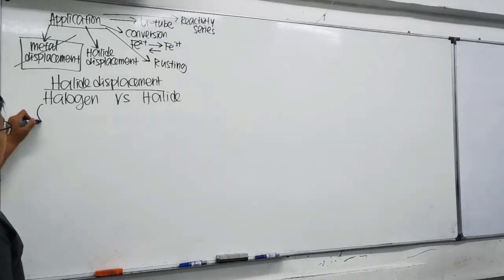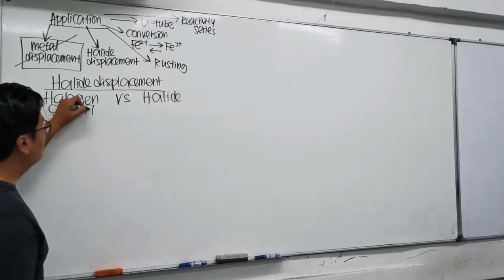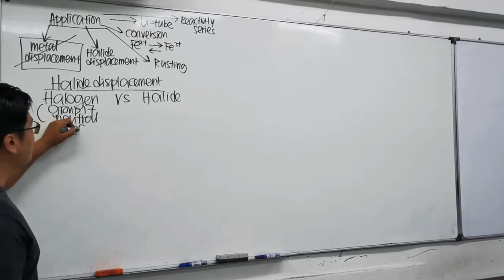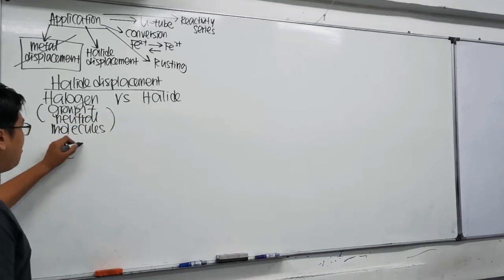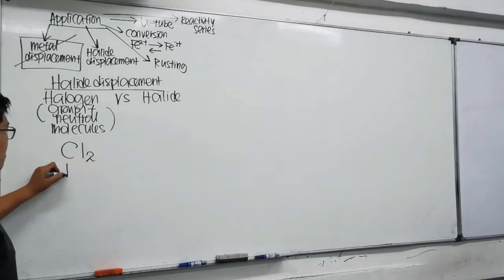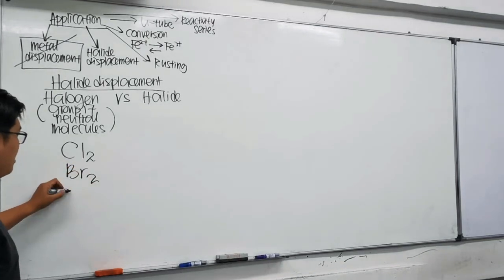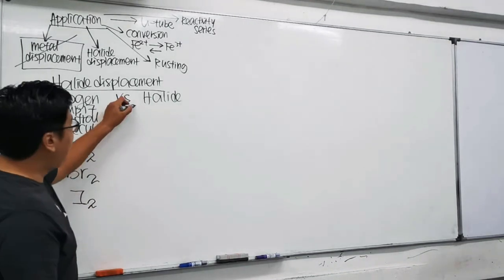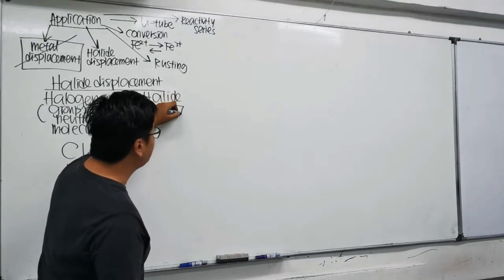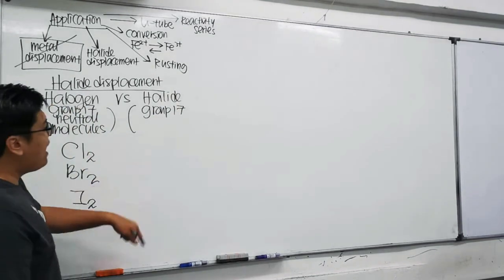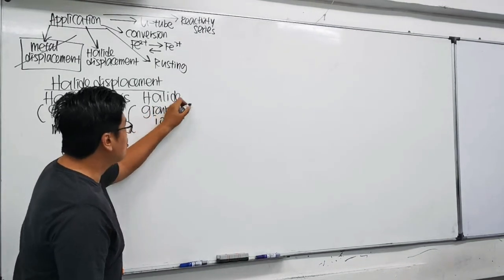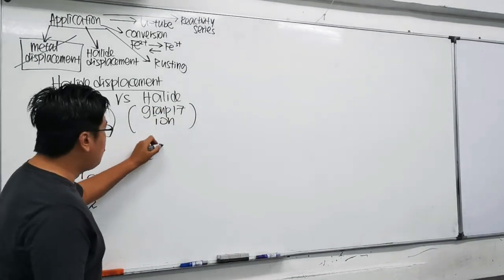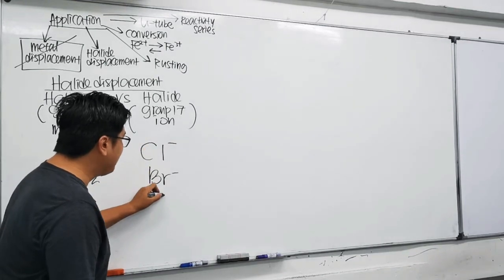Halogen refers to group 17 neutral molecules. So halogens are neutral and they always come as molecules. For example, Cl2, no charge, is halogen. Br2, no charge, is halogen. I2, no charge, is halogen. Halide, on the other hand, also comes from group 17. But the only difference is what? Halide is a group 17 ion. When I say ion, it means it has a charge. So Cl-, Br-, I-.